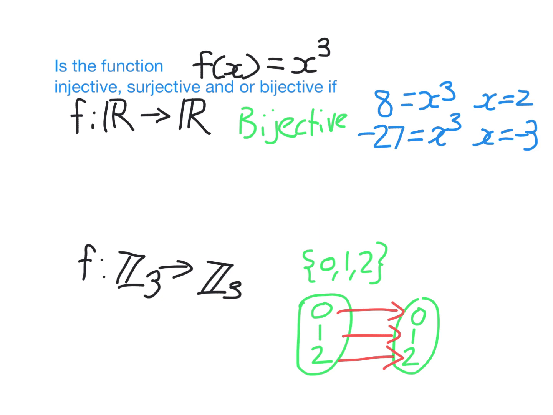So we can see that this clearly is one-to-one, it's injective, because there are no greedy elements here. It is surjective because there are no lonely elements here. So once again, this function is bijective because it is both one-to-one and onto.